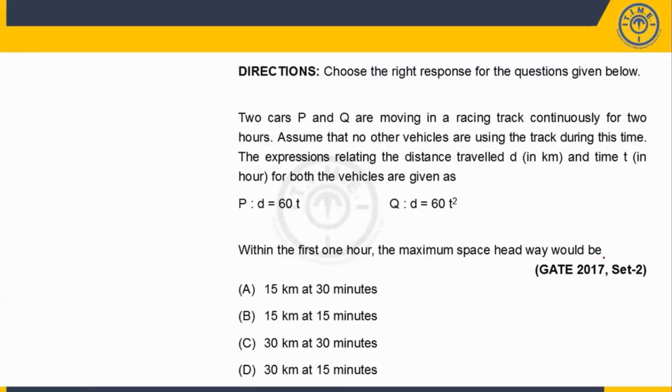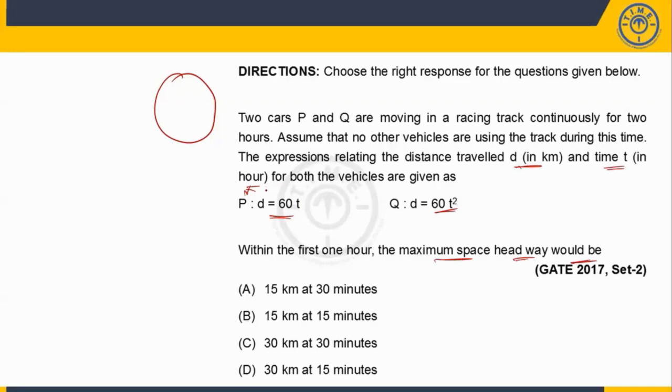Two cars P and Q are moving in a racing track continuously for 2 hours. Assume that no other vehicles are using the track during this time. The expressions relating the distance traveled d in kilometer, time t in hour for both the vehicles are, for car P, d equal to 60t. For car Q, d equal to 60t square. Within the first 1 hour, the maximum space headway would be, tell me.